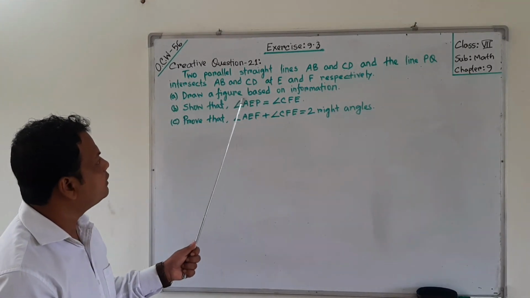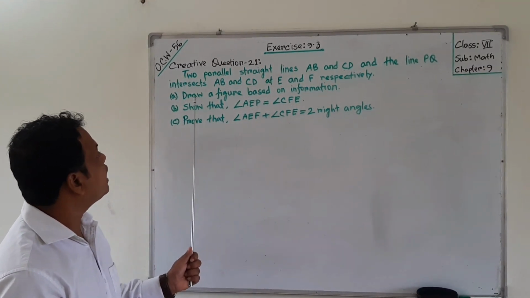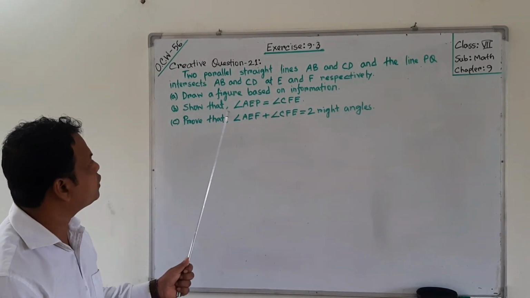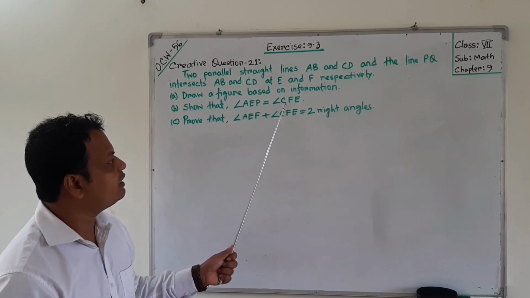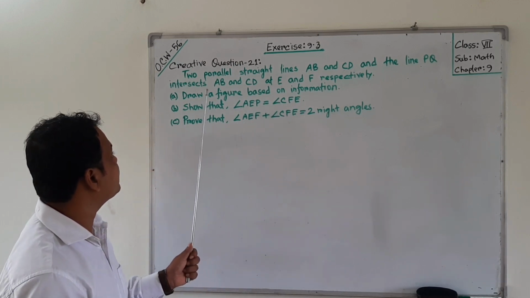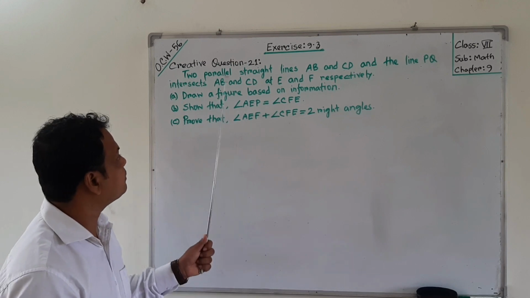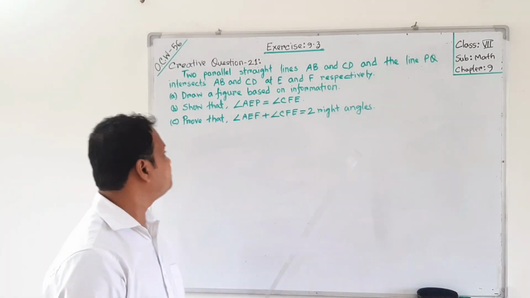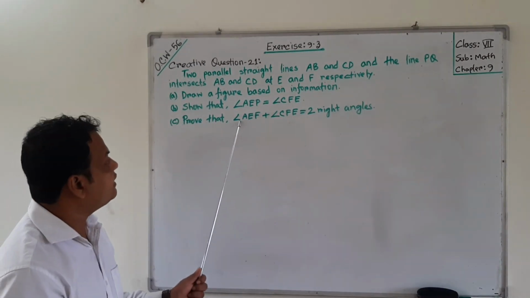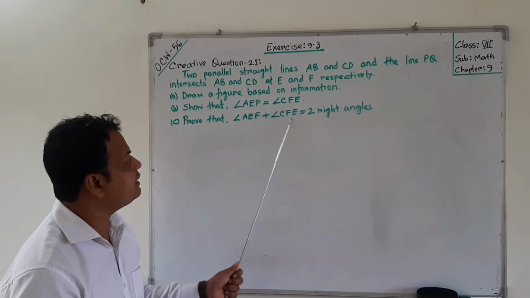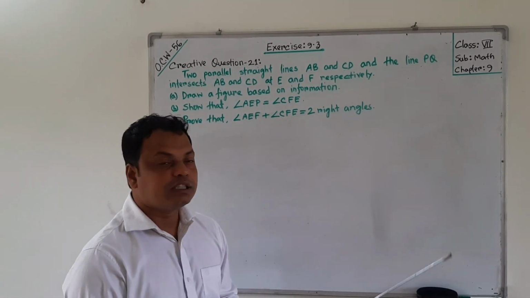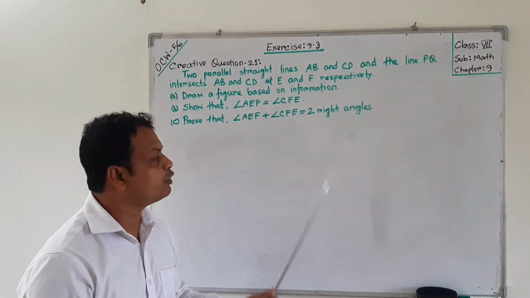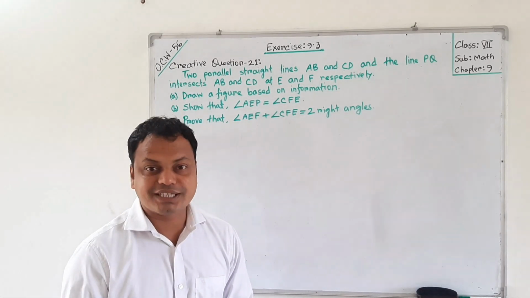A. Draw a figure based on the information. We have to draw a figure from the given stem. So this is the A number question. Now B. Show that angle AEP equals angle CFE. From the figure we get in the A number question, we will show these two angles are equal. And in C, prove that angle AEF plus angle CFE equals two right angles. This C number question also we have to prove from the figure. These two angles' sum will be two right angles. So these are the questions.